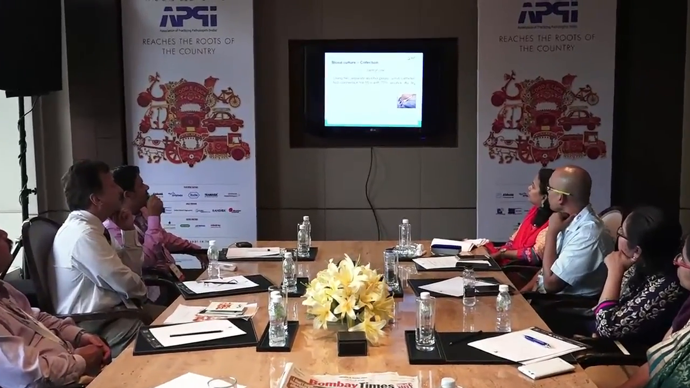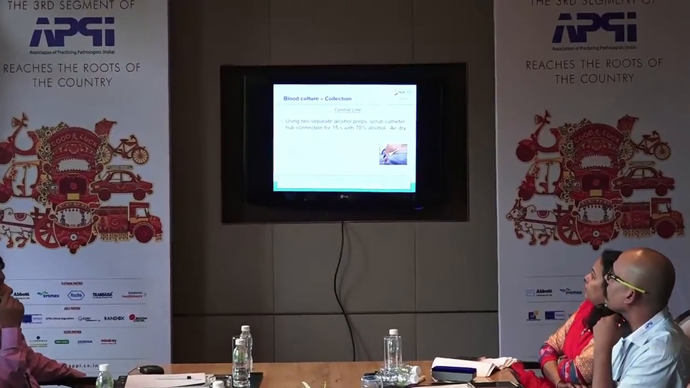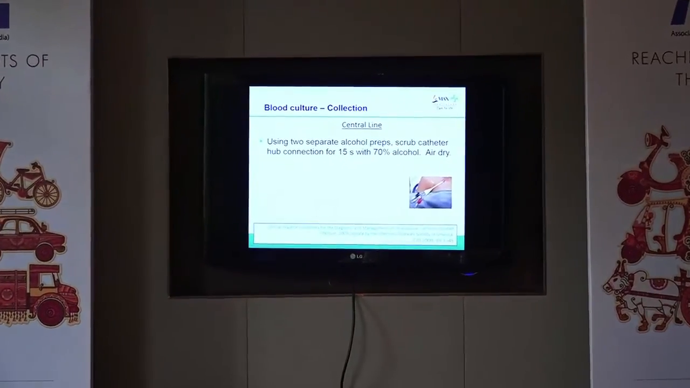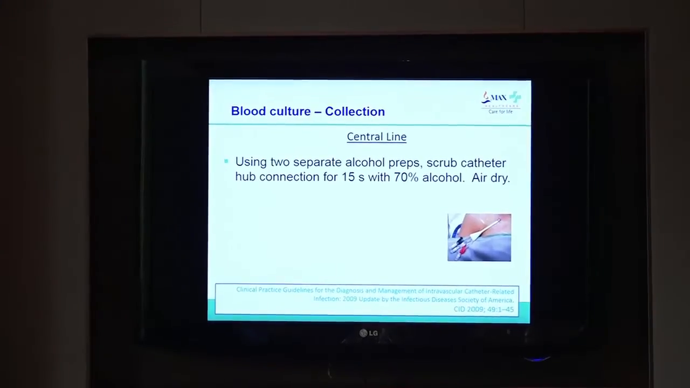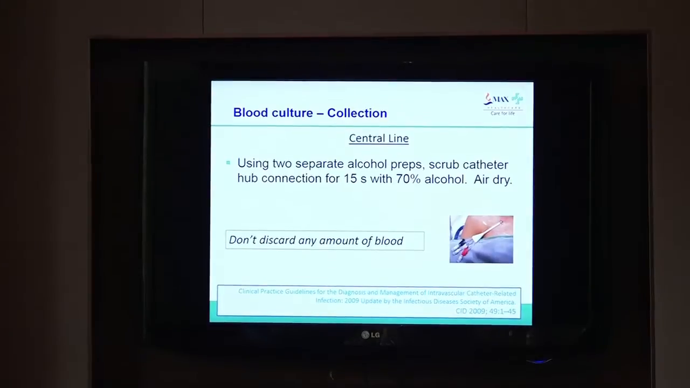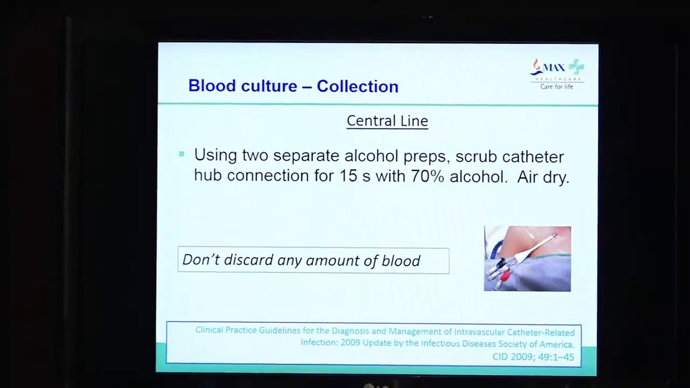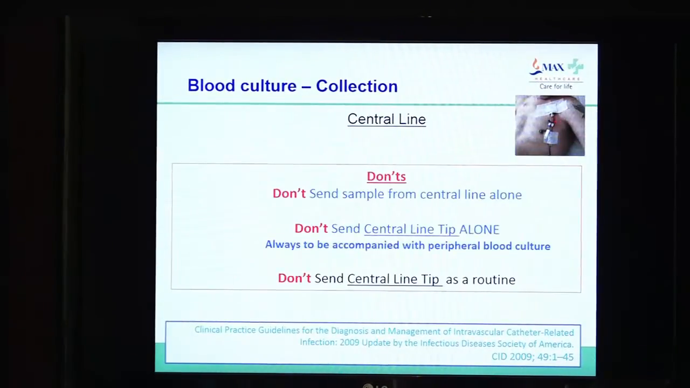Second, another is how to collect from the central line: use 2 separate alcohol preps, scrub the catheter hub connections for 15 seconds with 70% alcohol. We only recommend 70% alcohol, otherwise if you use chlorhexidine then the organism will die, basically even yeast also will die. Then air dry, then collect the samples. Initially some were saying discard a few ml, but now they are saying there is no need to discard any amount of blood from the central line before putting it in the blood culture bottle.